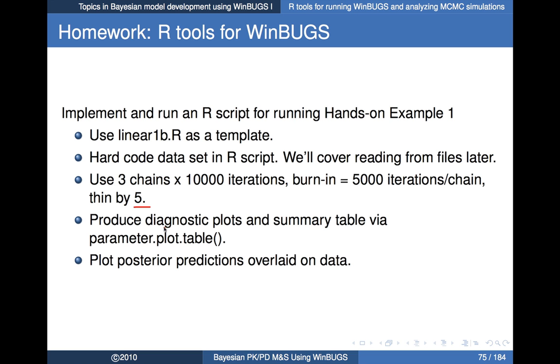Go ahead and then produce diagnostic plots and a summary table using the parameter plot table function, just like we did in the linear 1B example, and plot the posterior predictions overlaid on data. The main change you're going to be working with here is that you're going to be using that nonlinear model, that Emax model that we had used for example 1. So for the most part, it should be a fairly straightforward modification of the linear 1B template. That's the task I'm going to set you for Friday.